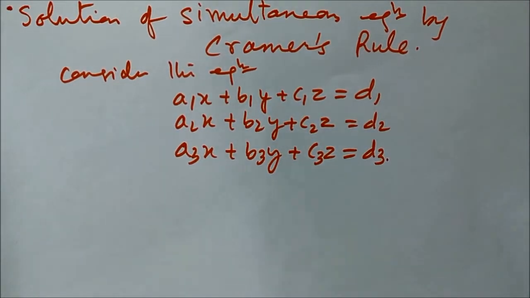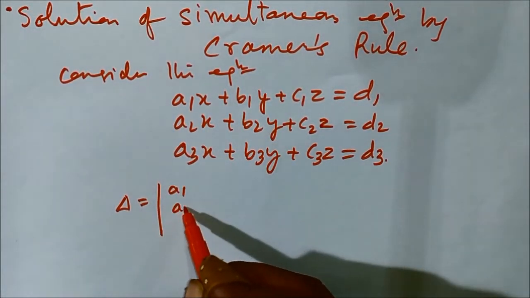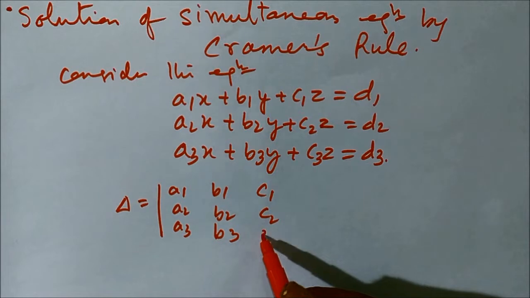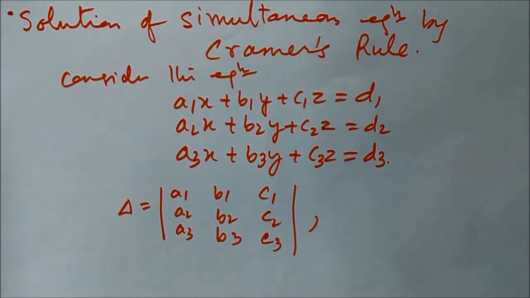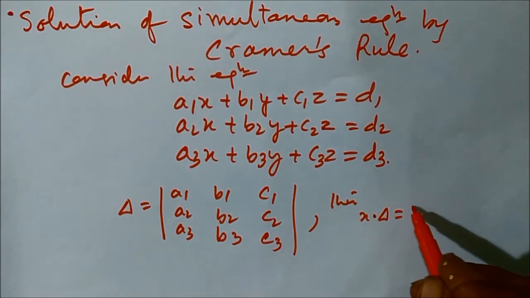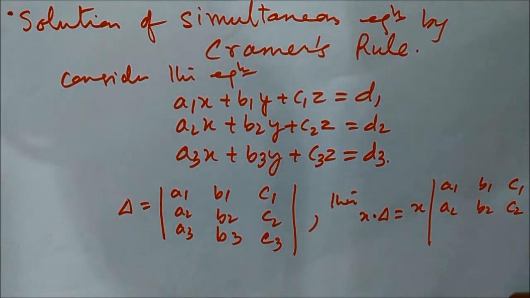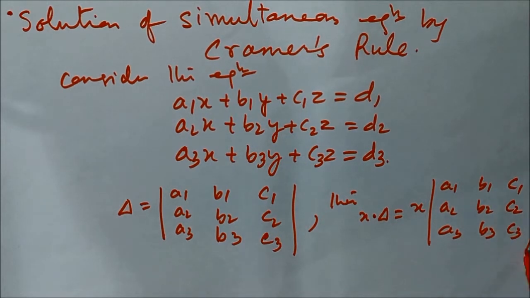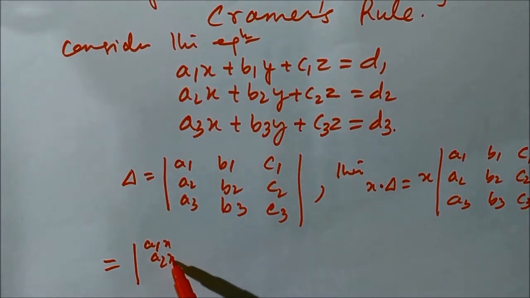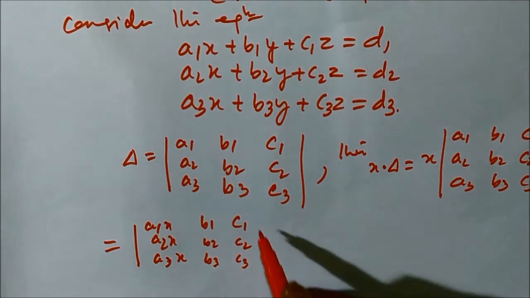Let delta be the determinant of coefficients: a1, a2, a3, b1, b2, b3, c1, c2, c3. Then x times delta equals x times the determinant a1, b1, c1, a2, b2, c2, a3, b3, c3. This equals the determinant with columns a1x, a2x, a3x, b1, b2, b3, c1, c2, c3.